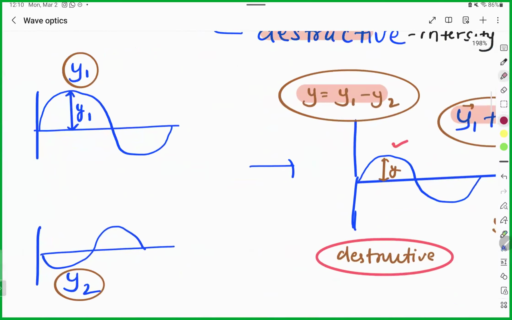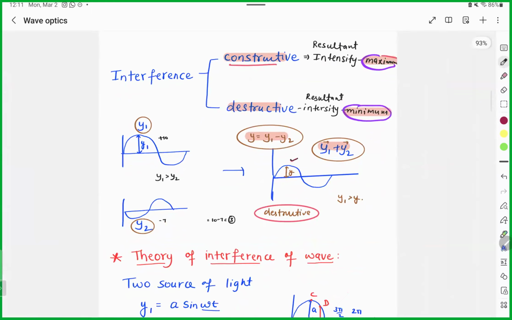What is destructive? See this. Here the amplitude of every wave is different. Y1 is more than Y2, and Y2 is in the opposite direction, downward. Example, this is plus 10, this is minus 7. What will be the net resultant? Net resultant will be 10 minus 7, 3. Done. That is what the final result is. And this is destructive because overall the amplitude will decrease. So if amplitude increases, constructive; amplitude decreases, destructive. As simple as that. Okay.